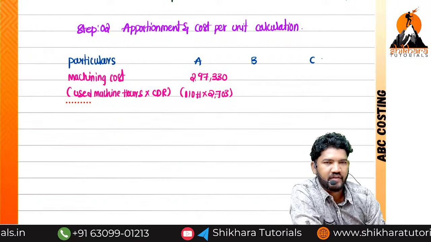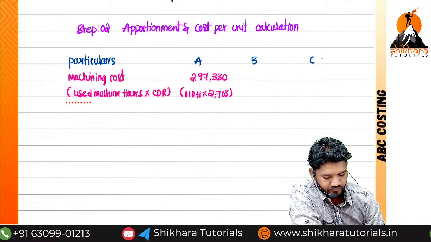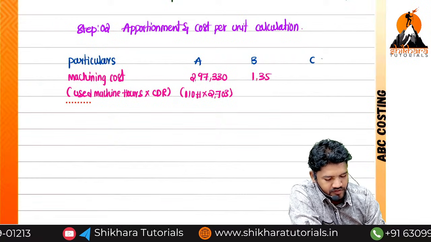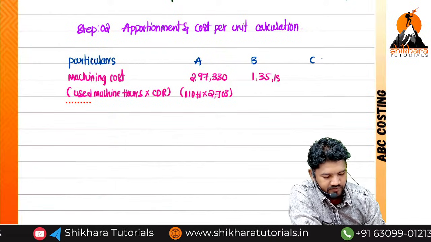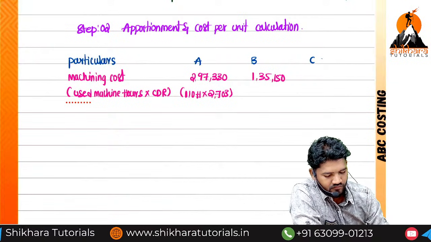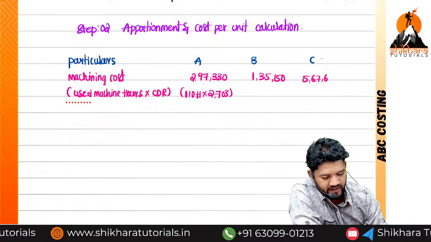Now tell me the direct answer for B. I want the cost value. 1,35,150. What about C? 5 lakh 630.